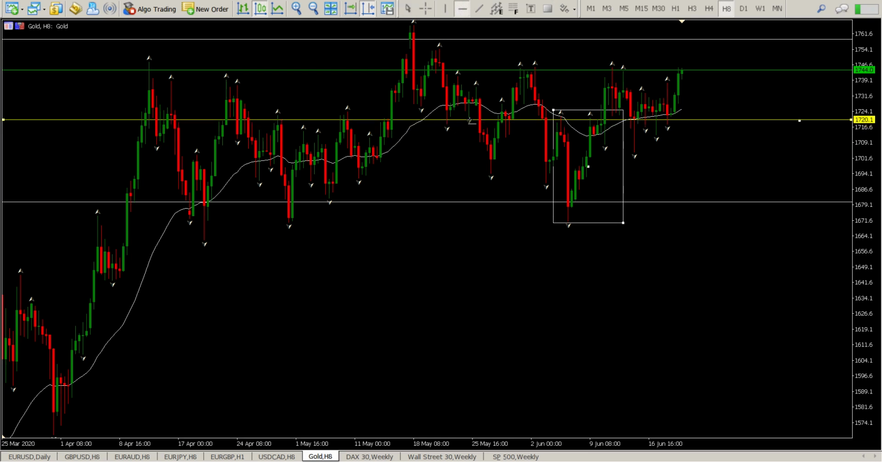Use a level here, and you'll see we have broken through the neckline, and we've come to test it a lot.